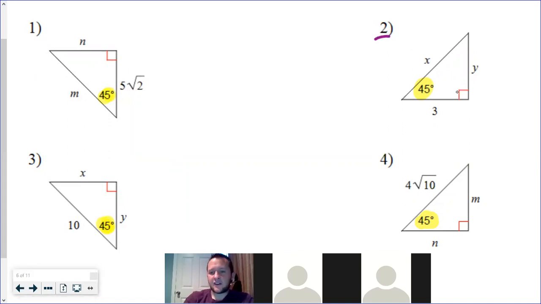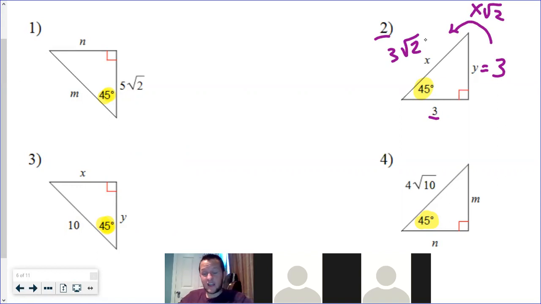If one of my side lengths is 3, well, then I know that my other side length is going to be 3. And to get from the leg to the hypotenuse, I'm just going to times that by the square root of 2, so that the hypotenuse is 3 square roots of 2. And that's it. I'm done. I just did that. I found 2 missing sides in about 10 seconds. Wasn't that great?